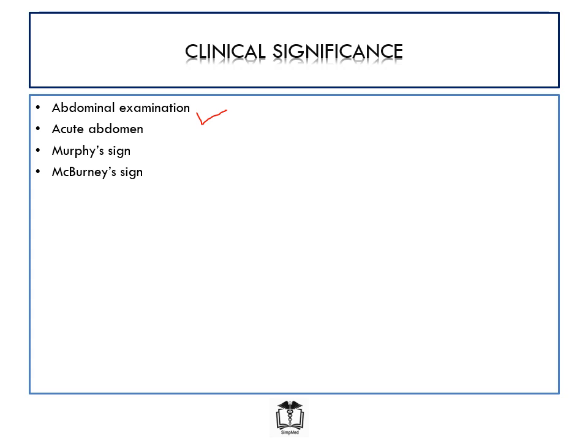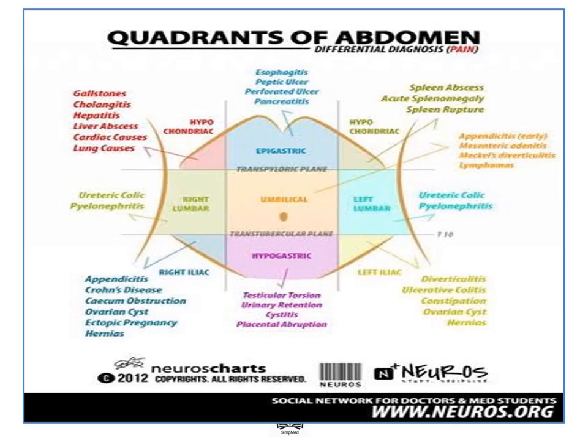Then we have other signs that are particularly important for specific pathologies, like the Murphy sign and the Mcburney sign. We'll talk about those signs in the next couple of slides. So these are the quadrants and regions of the abdomen, particularly in relation to pain and possible pathologies that could be arising.